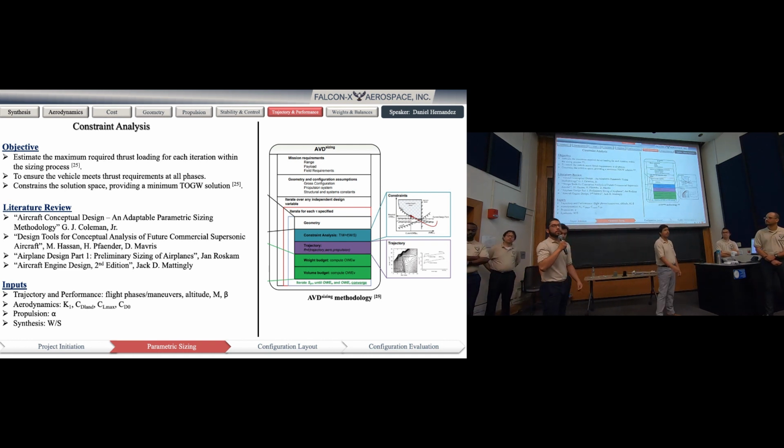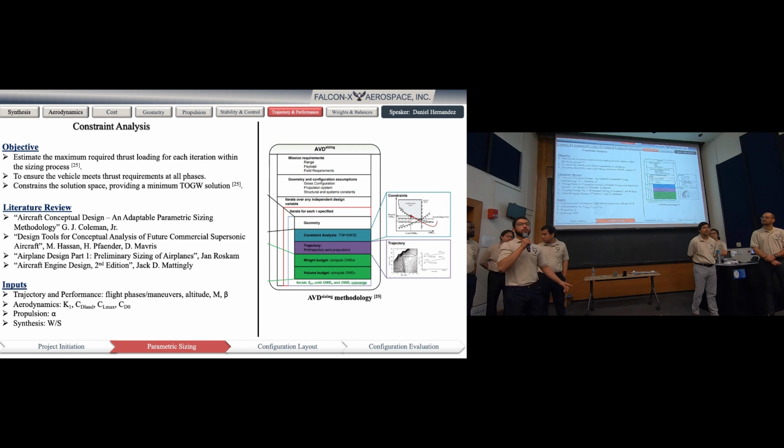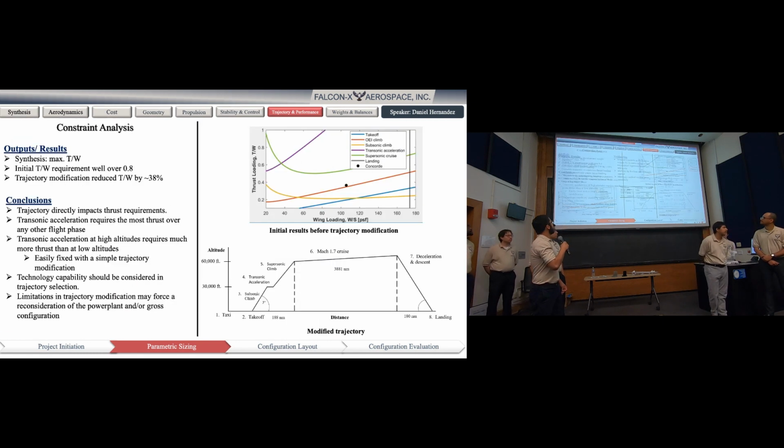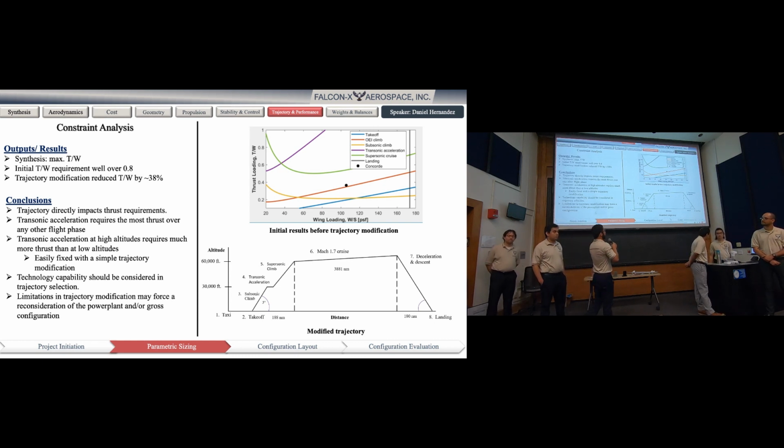So trajectory performance performs a constraint analysis, and this is to ensure that the thrust requirement is met for all flight phases. And so our method was verified within 9% of Concorde data. And so this is the reason we do this.